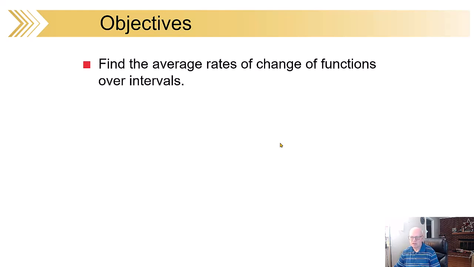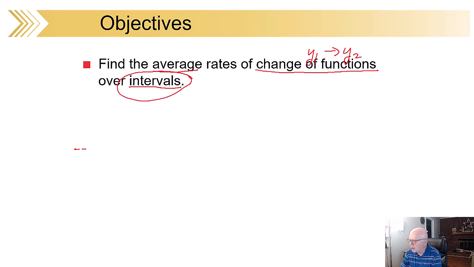Average rates of change of functions over intervals. Notice a couple of things about this. First of all, get this pen going here. The two things I particularly want you to recognize is average is talking about intervals and changing of functions. So you're talking about going from one value of y to another value of y over an interval. An interval means you're going from one x value to another x value. So keep that in mind.